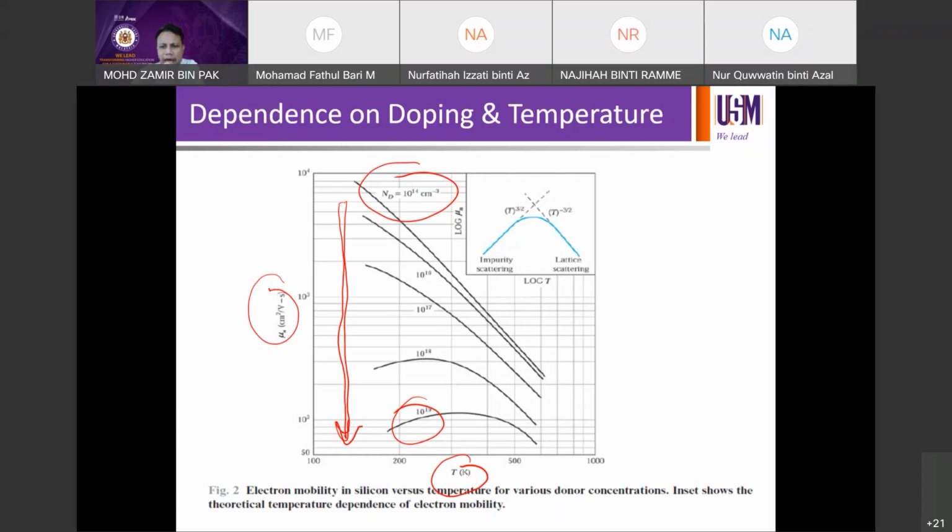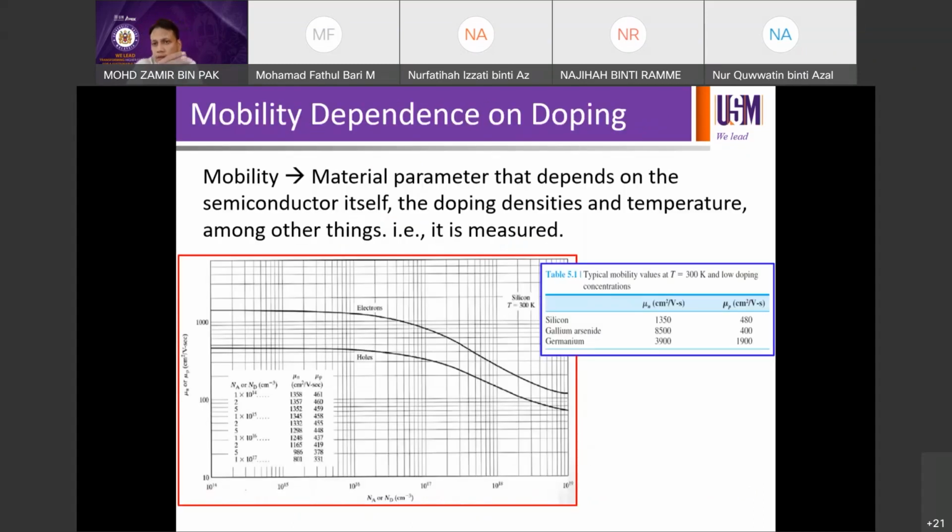Forget the temperature on the x-axis. Just look at the mobility on the y-axis and the doping level in the graphs. Do you see the same relationship between mobility and the doping level in this graph? If you compare to the previous graph yesterday or just now, it decreases, right? So essentially, it reflects what we discussed yesterday and just now, which says if you increase doping level, either NA or ND, your mobility decreases.